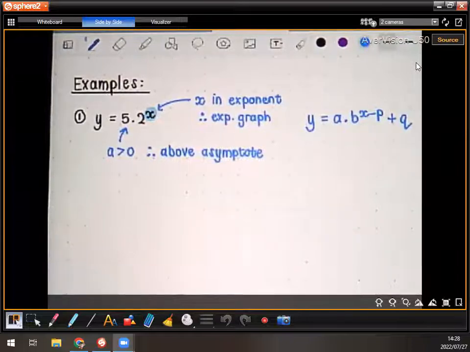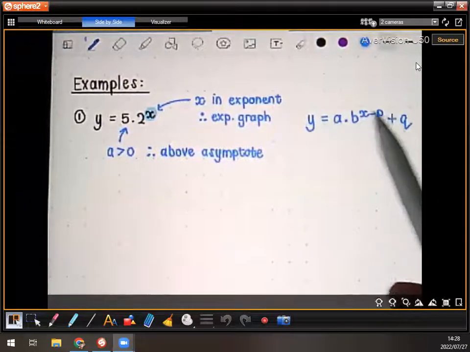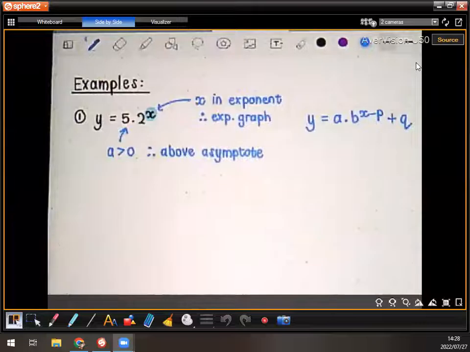There's no p value, right? P is here, x minus p, there's no p value, it's just an x. So that means that the graph isn't shifting to the side. Doesn't really matter, we're just going to find our coordinates and plot there.